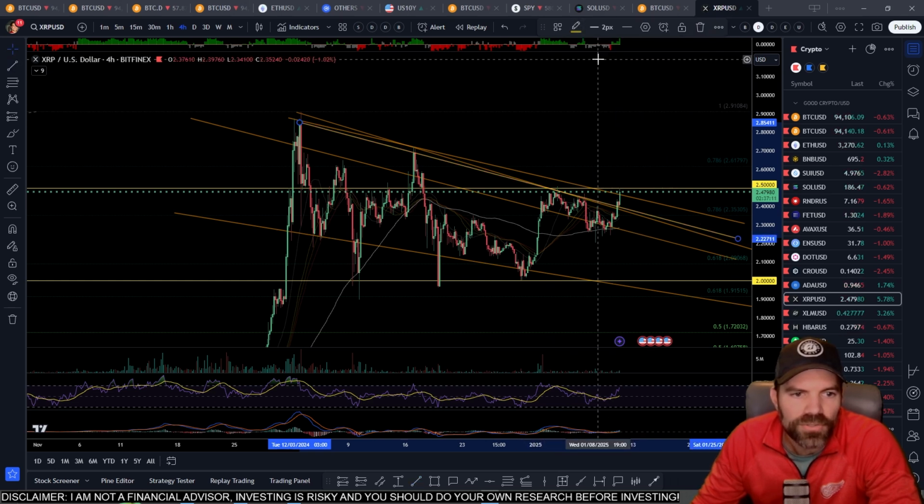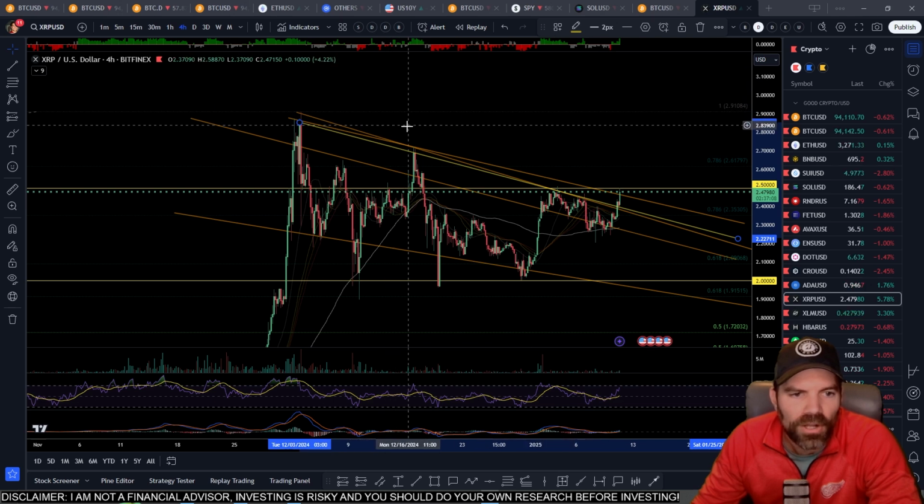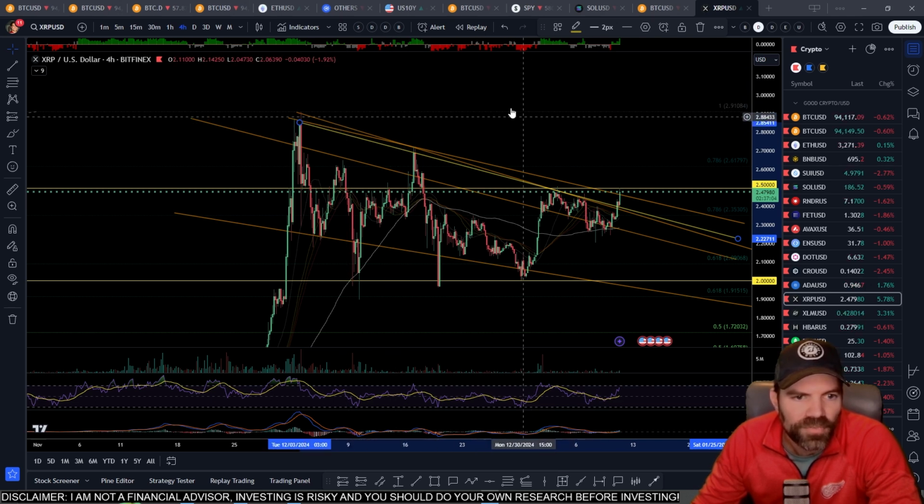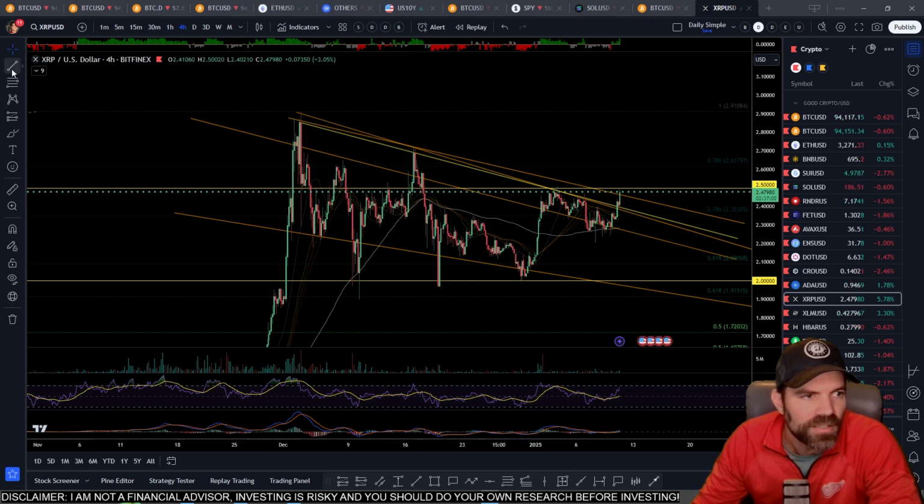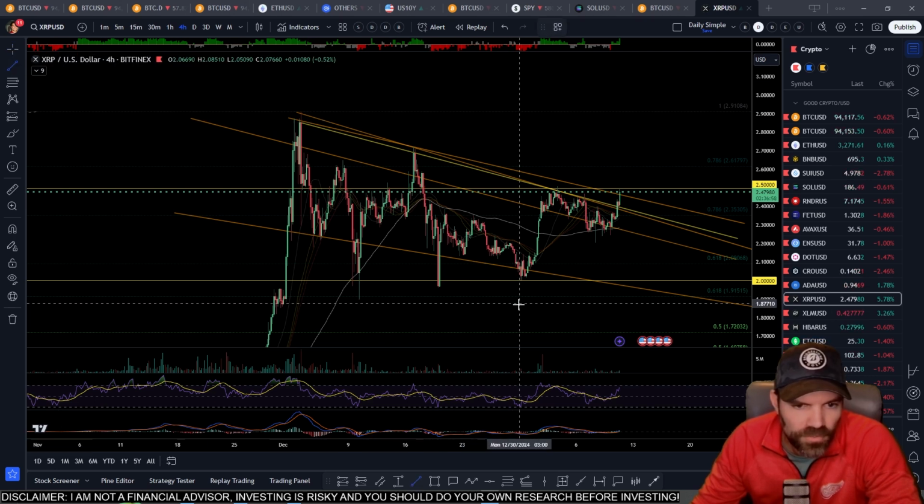So now all the orange lines are basically from the daily. All the yellow lines are from the 4-hour. Okay. So we're going to do the same exact thing there. All right. That looks good. What else do we want to draw here? So what else could we do?